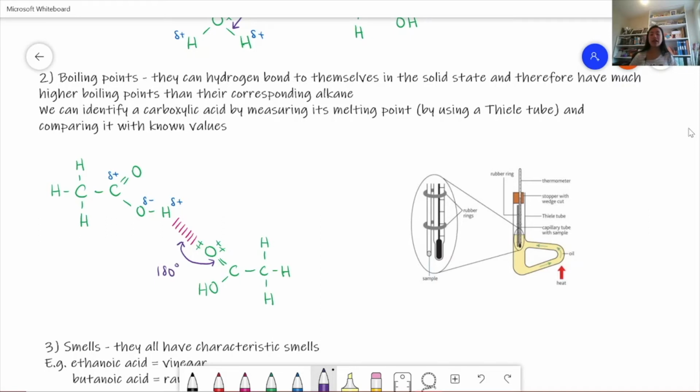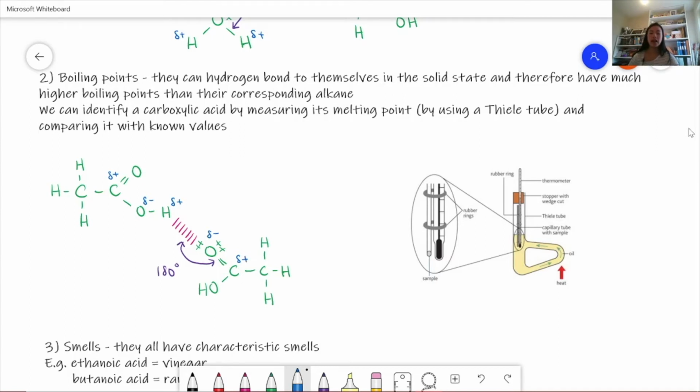And it's because it can hydrogen bond with another carboxylic acid that it has a very high melting point, because hydrogen bonds are the strongest intermolecular force compared to in alkanes, where we just have van der Waals forces between the molecules. And again, we need to remember to put in the partial charges.